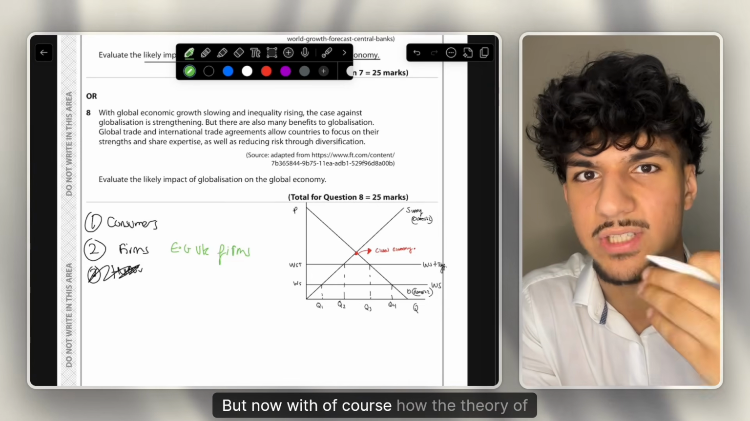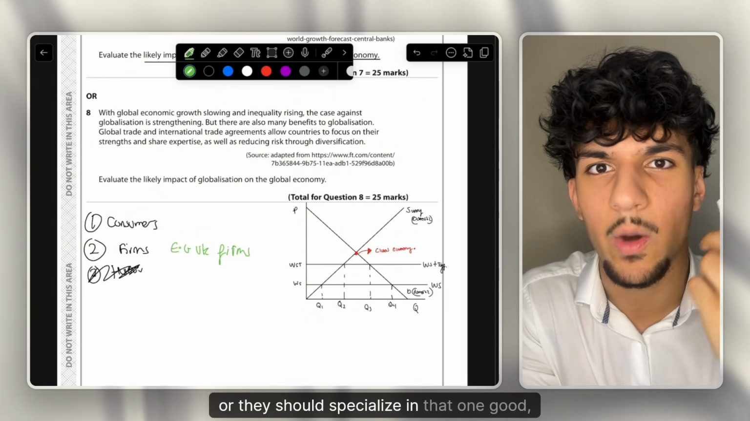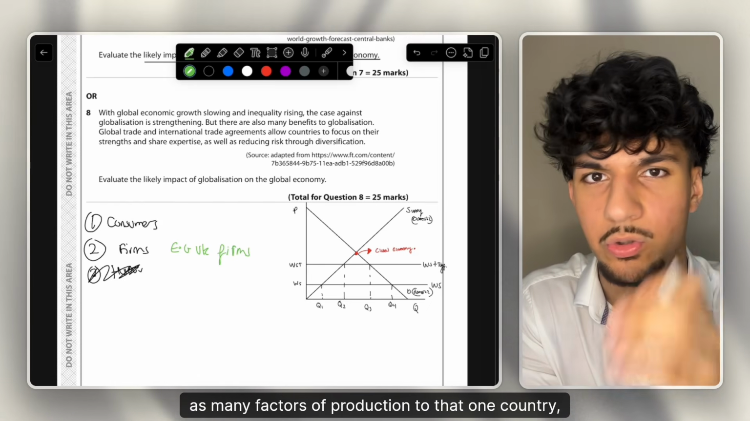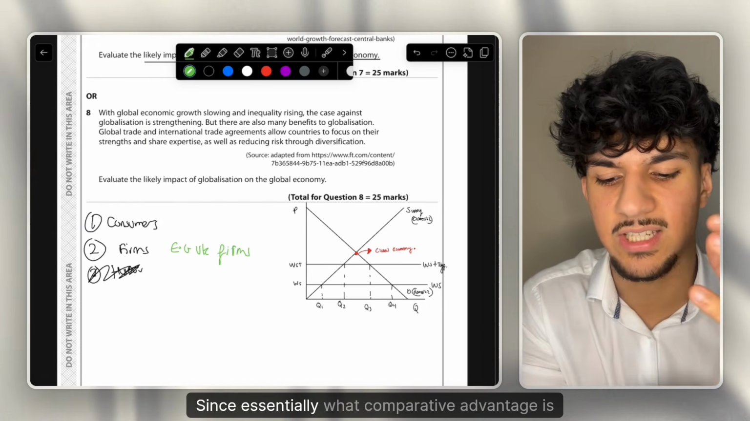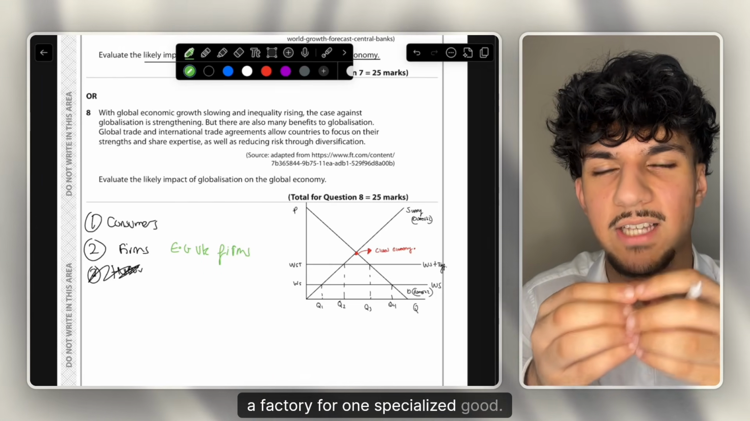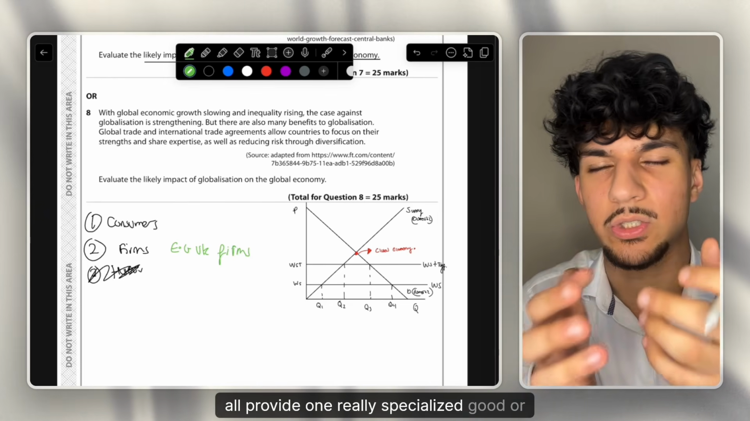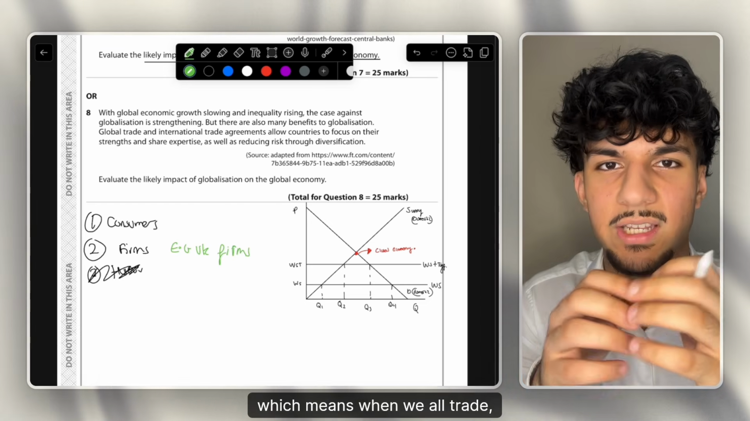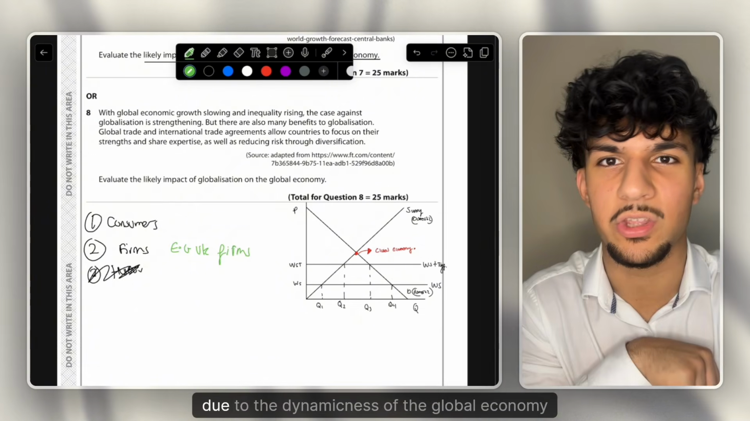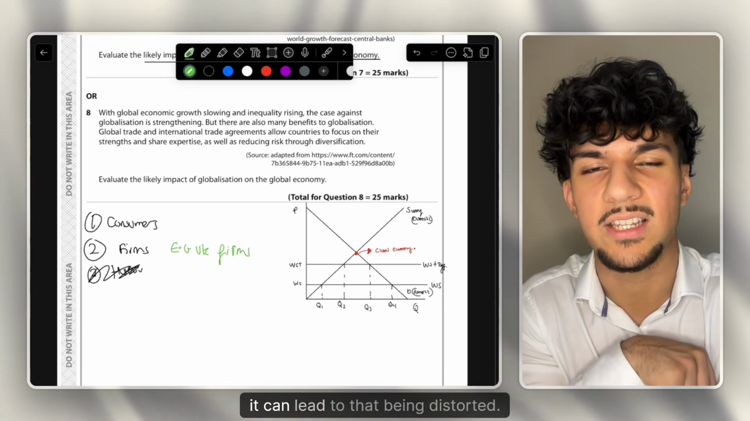But now, with how the theory of comparative advantage goes, countries should specialise in that one good which they have a comparative advantage in, and dedicate as many factors of production to that one good or that one service. Essentially what comparative advantage is trying to do is make every single country a hub, a factory for one specialised good, and therefore we have hundreds of countries which all provide one really specialised good or service, which means when we all trade, it of course leads to better trading, better allocation of resources. But of course, due to the dynamic nature of the global economy and due to tensions between economies, it can lead to that being distorted.